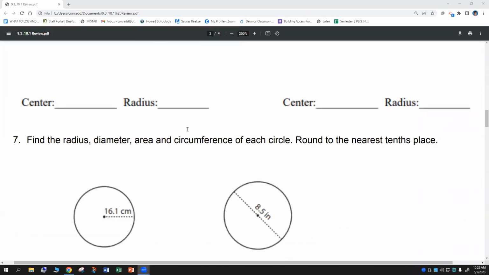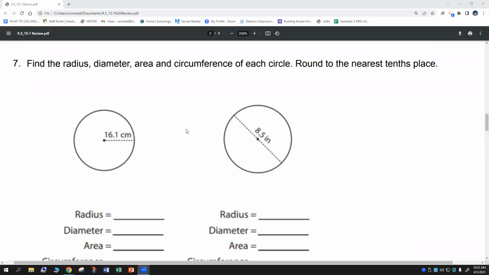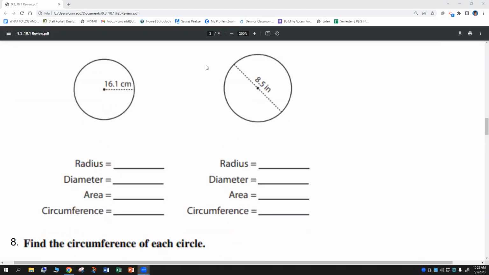The rest of this is going to be 10-1. Okay, find the radius, diameter, area, and circumference of the circle. Well, the radius here is just 16.1 centimeters. Right, the diameter is twice the radius, so 16.1 times 2 is going to give us 32.2 centimeters.